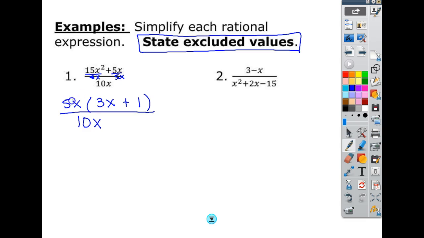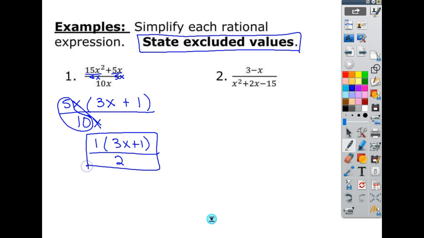Okay, so the x's cancel out, and then what happens? Well, the 5/10 does what? Yeah, it simplifies to 1/2. So you have a 1 on the top, which you don't really have to write, but it goes with the 1/2. Now let's talk about the excluded values for a minute.